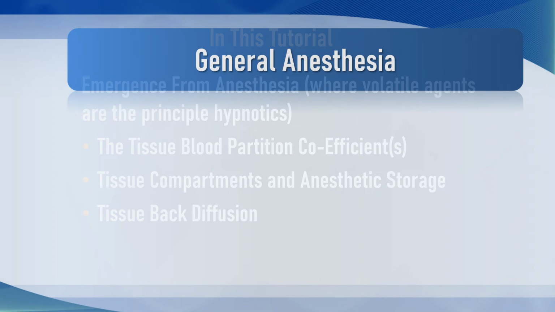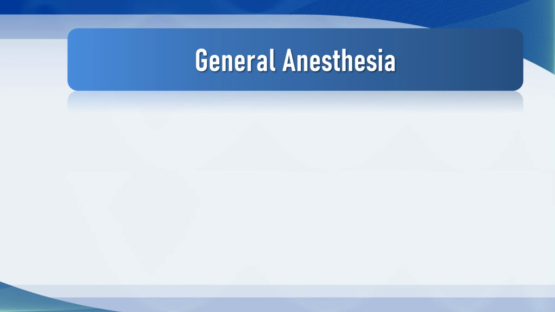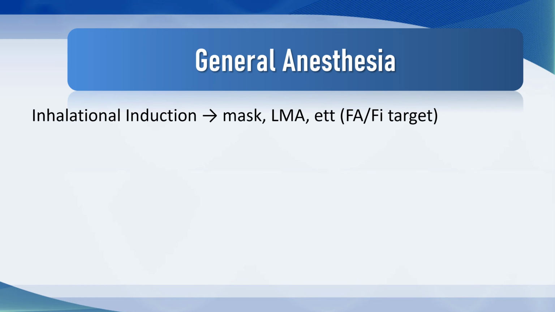Before I get there, I want to pivot back a little bit because I really need to discuss how general anesthesia is done. And in the old days, and we still do this, patients were given inhalational induction of anesthesia. These days, you would use sevoflurane with or without nitrous oxide. And after inhalational induction of anesthesia, you either hold a face mask, insert a laryngeal mask, or place an endotracheal tube and target an FA-FI ratio that is appropriate for the adequate depth of anesthesia.